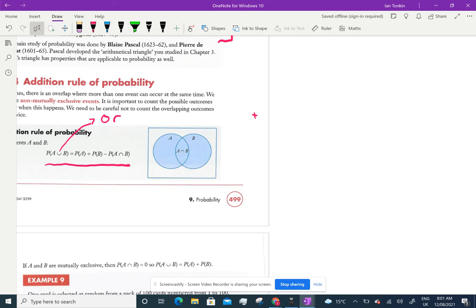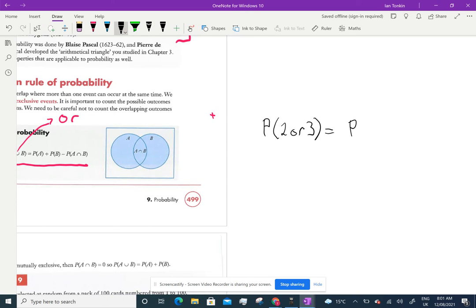So I'm going to give you an example. So the probability of rolling a dice and getting a 2 or a 3. Okay, well, that's a probability of a 2 plus the probability of a 3, which is 1 on 6 plus 1 on 6, which is 2 on 6. Now that all makes sense.